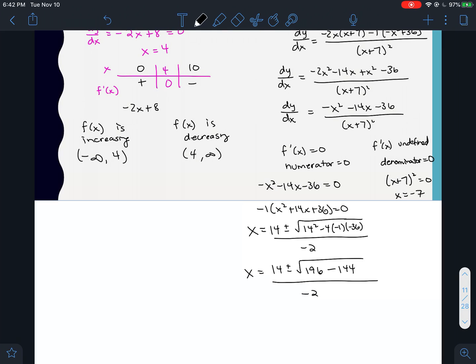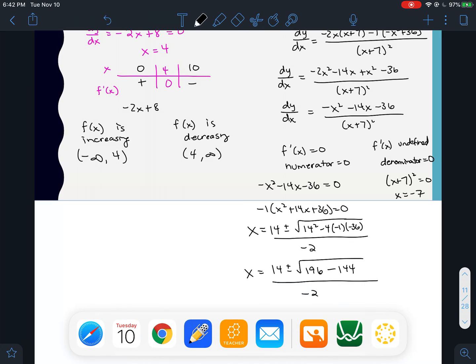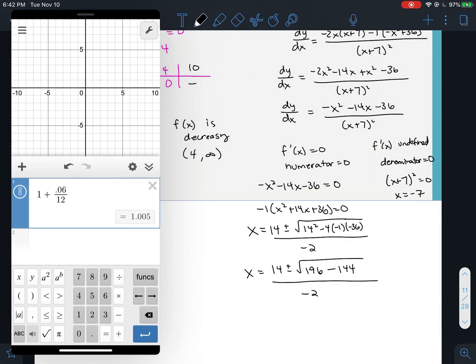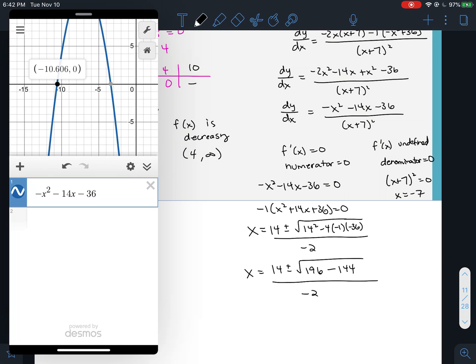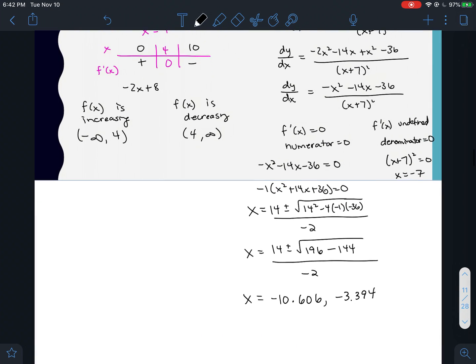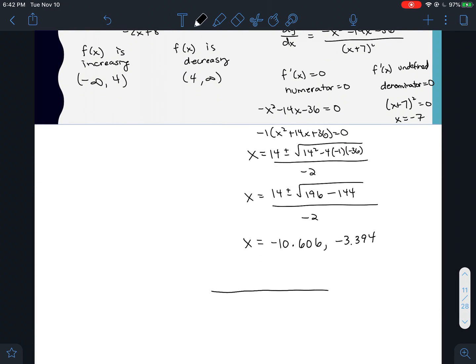And then when is the denominator 0? (x plus 7) squared equals 0. So this would be when x equals negative 7. So we know negative 7 is going to go. And then let's go on Desmos and figure out for my calculator where this would equal 0. So we want to know when negative x squared minus 14x minus 36 is equal to 0. And I'm just going to use Desmos decimals, so negative 10.606 and negative 3.394. So my critical numbers are going to be those three numbers.